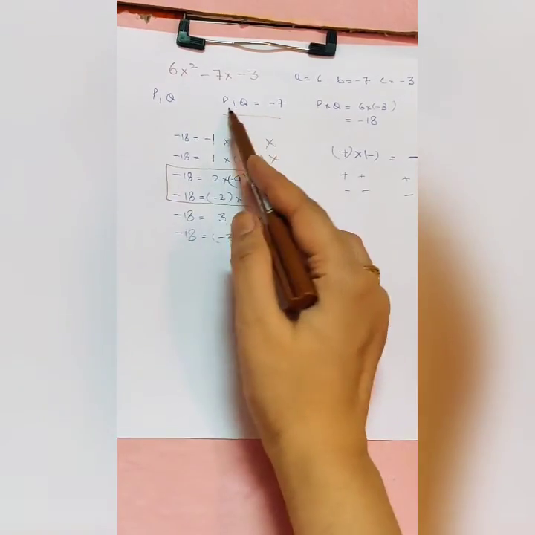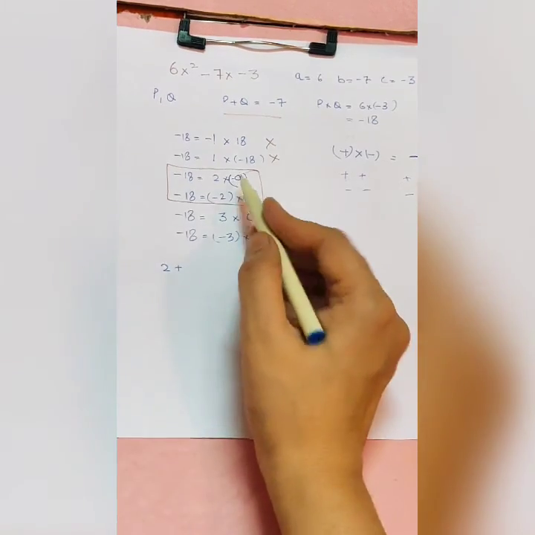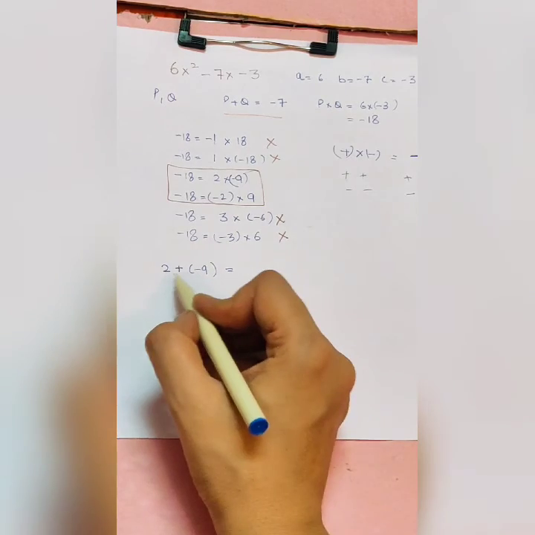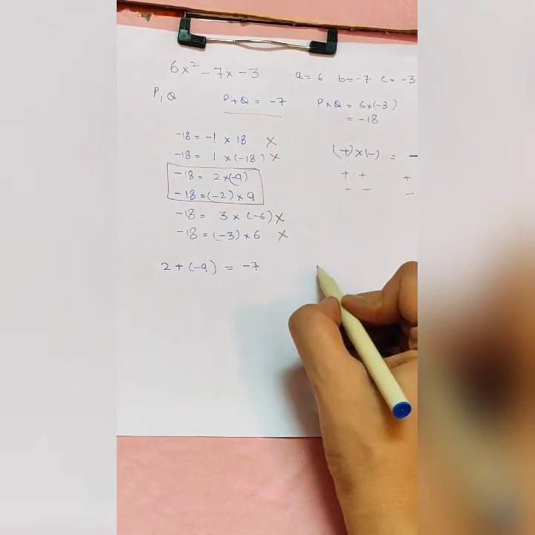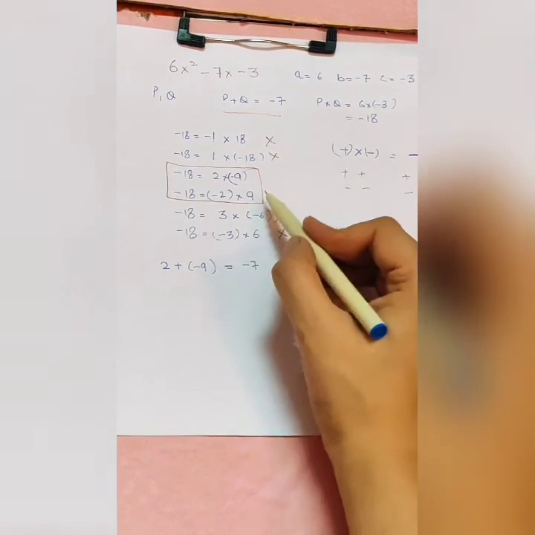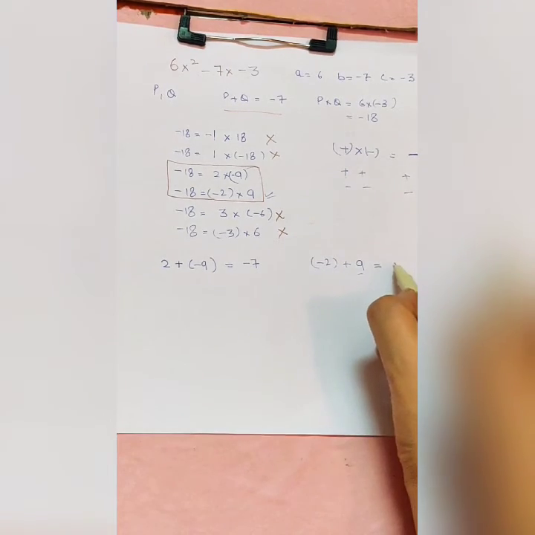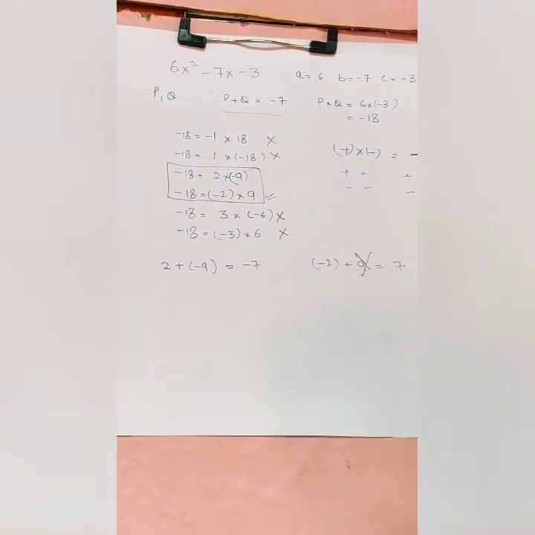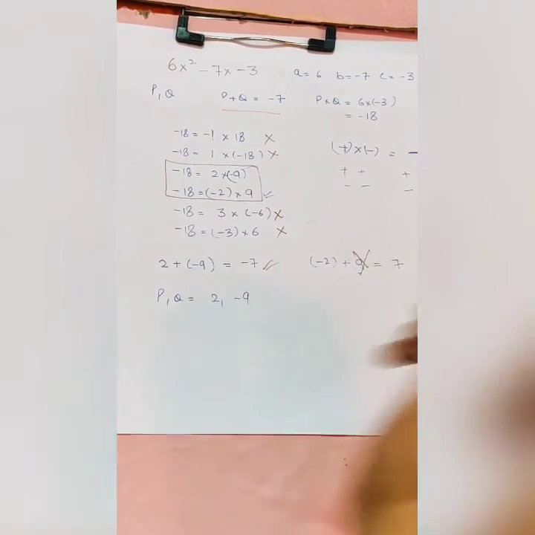Let's see which one. Now we have to see P plus Q. 2 plus minus 9 gives us plus and minus is minus, sign of the bigger term, minus 7. Minus 2 plus 9 gives us minus and plus, sign of the bigger term, 7. So we need minus 7 here. This is eliminated. So we are left with this: P and Q are 2 and minus 9.